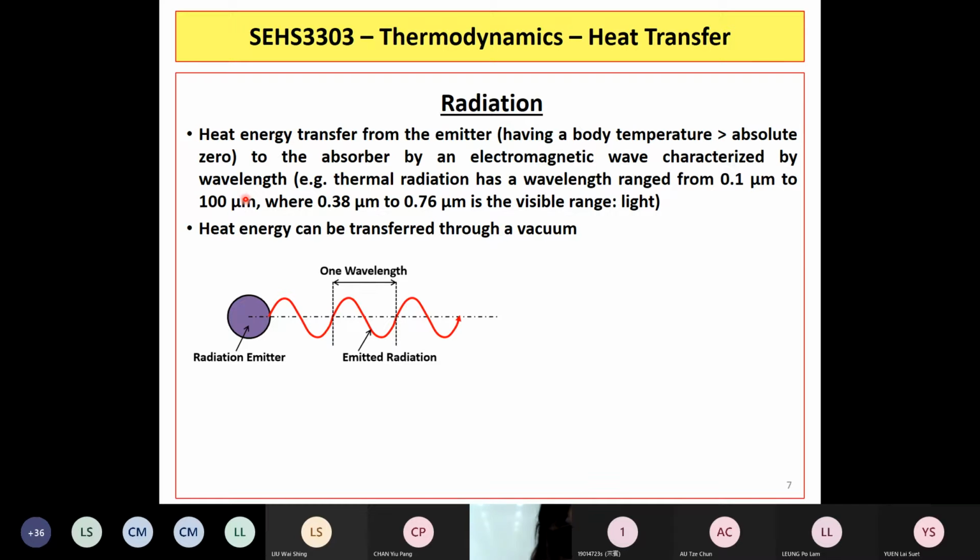That should be, maybe I can show you better. So this is 100, this is 10, this is 1.0, and this is 0.1. So this is micron. Okay, and this range we call the thermal radiation.